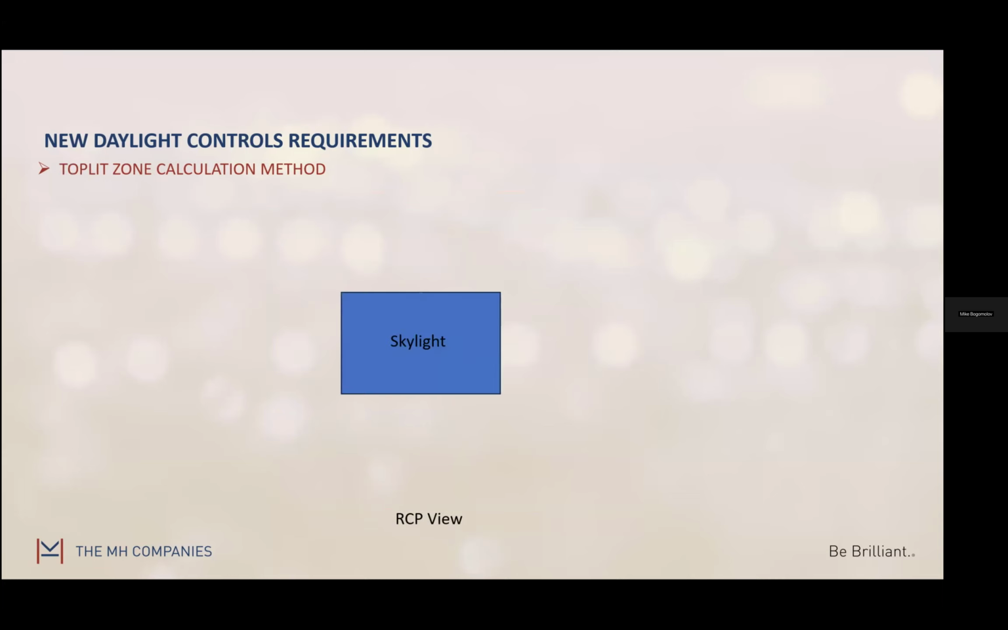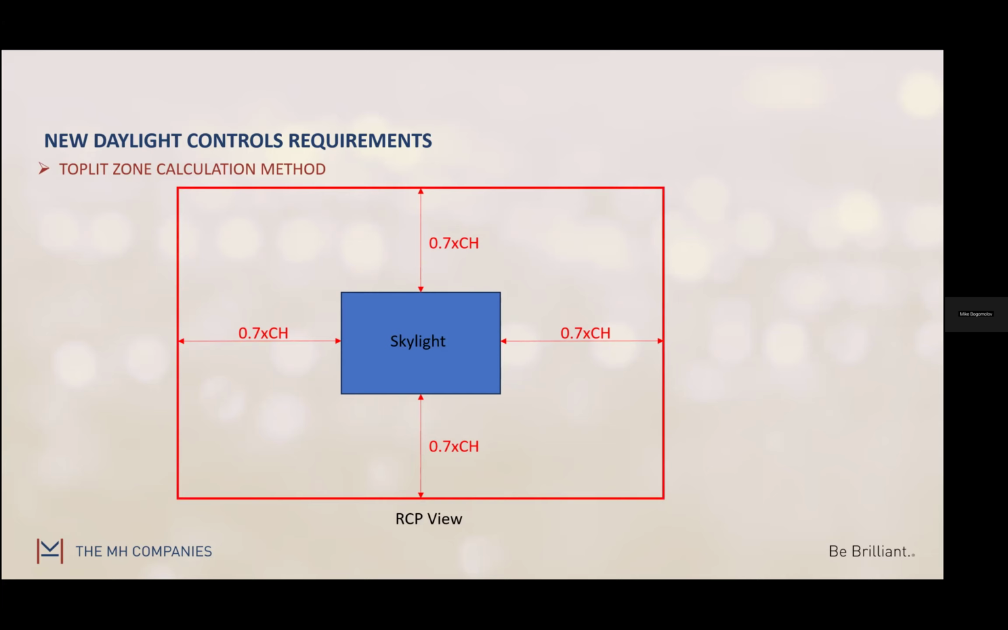Looking at skylights, the way these would be calculated, in this case, we're using ceiling height and not the skylight height. A lot of times skylights recess up into the ceiling. They're not necessarily flush with the ceiling, so you're not measuring all the way up to the skylights. You're just measuring the ceiling height in the space. Then you're taking 70% of that to each side of your skylight. So if your ceiling height was 10 feet, you're going 7 feet to the side of the skylight, and this gives you your daylight zone.